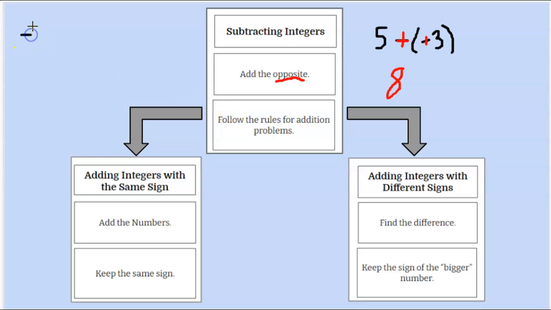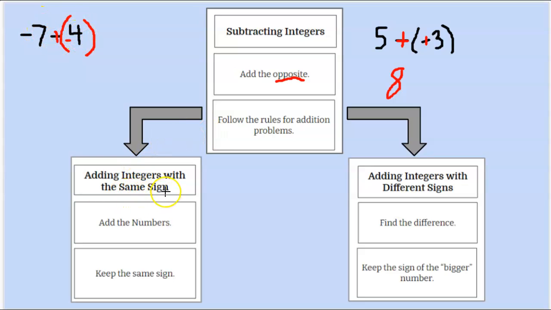So if I had something like negative 7 minus, let's say, minus 4. Negative 7 minus 4. So if I have negative 7 minus 4, I'm going to add the opposite. So this becomes adding. And the opposite of a positive 4 is a negative 4. So now I have a negative 7 plus a negative 4.